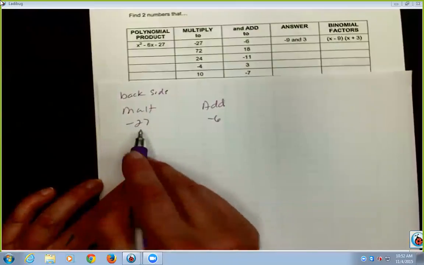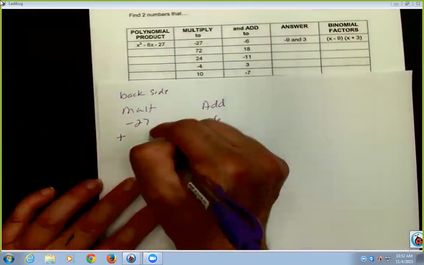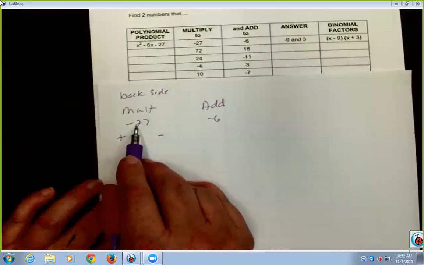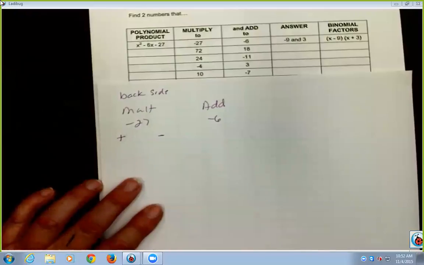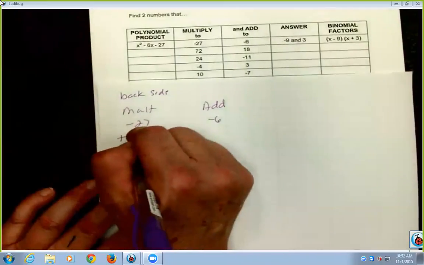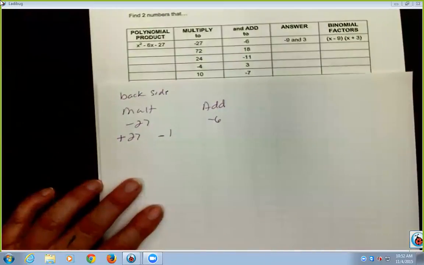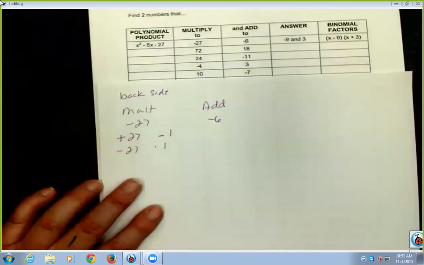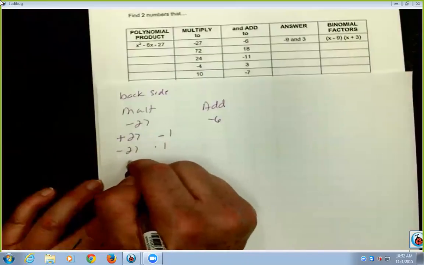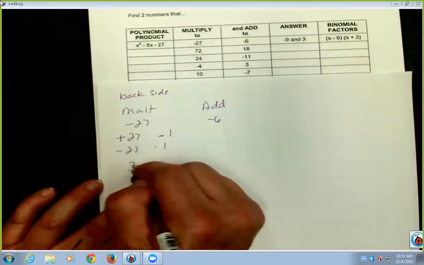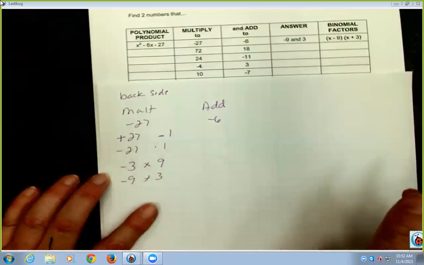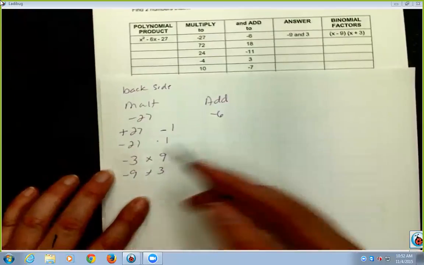To get a negative 27, one factor has to be positive and one factor has to be negative. Okay, you understand that? To get a negative 27, one's positive, one's negative. So what are factors of 27? Well, if I go through here, I could have 27 times 1. I could have a negative 27 times a positive 1. I could have 3, negative 3 times 9, or a negative 9 times 3. Or I think that's it, because 27 doesn't have any other factors.